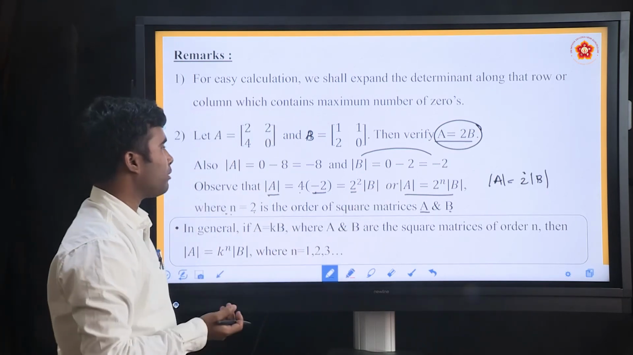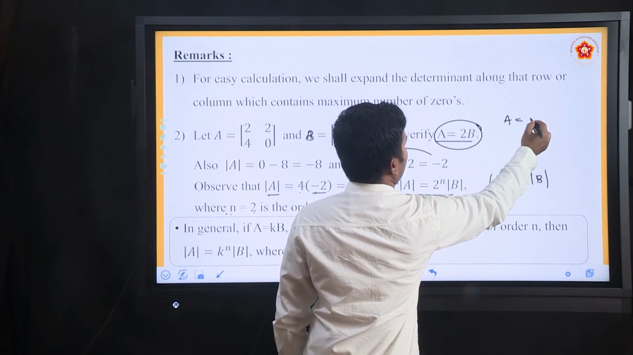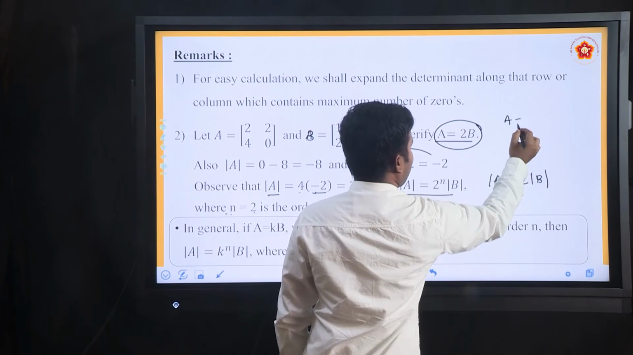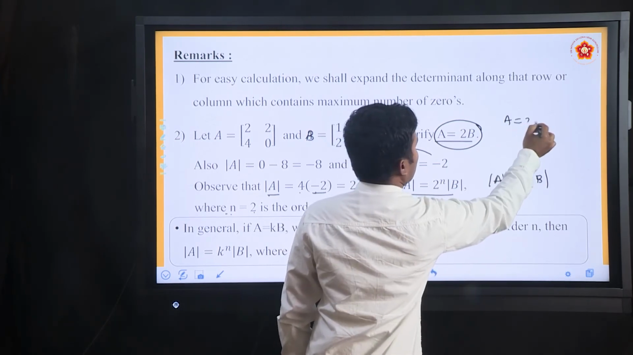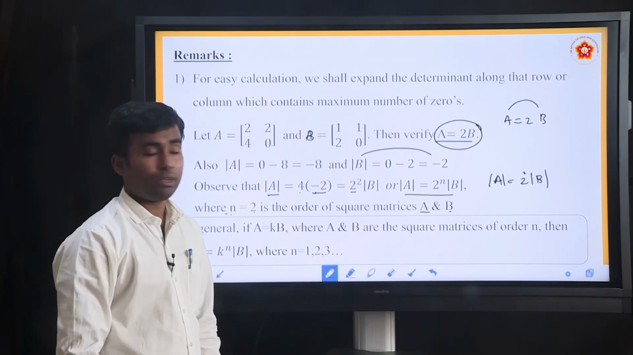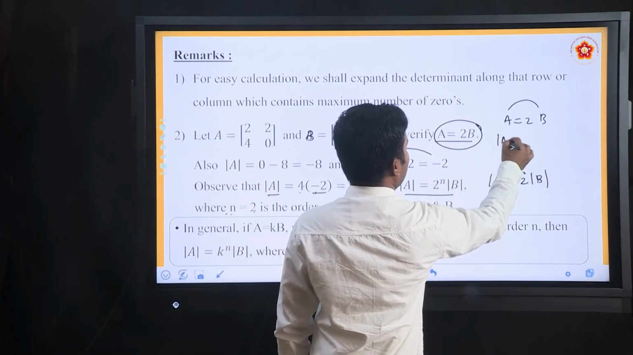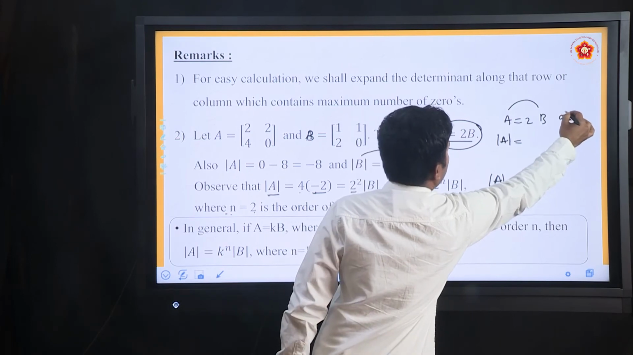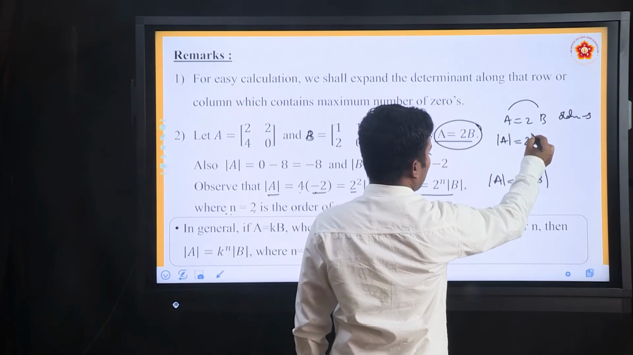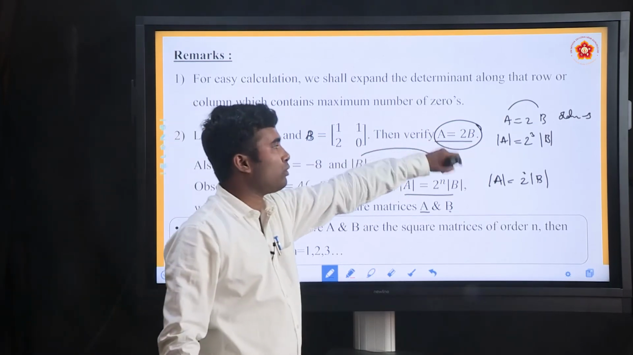So, in general we can do it. For example, if you have 2B itself, but A and B are of order 3, then what is the determinant value? It is very easy to calculate using this. If the order is 3, I can write the determinant of A as 2 to the power 3 into the determinant of B. I can easily verify this with the statement A is equal to 2B.